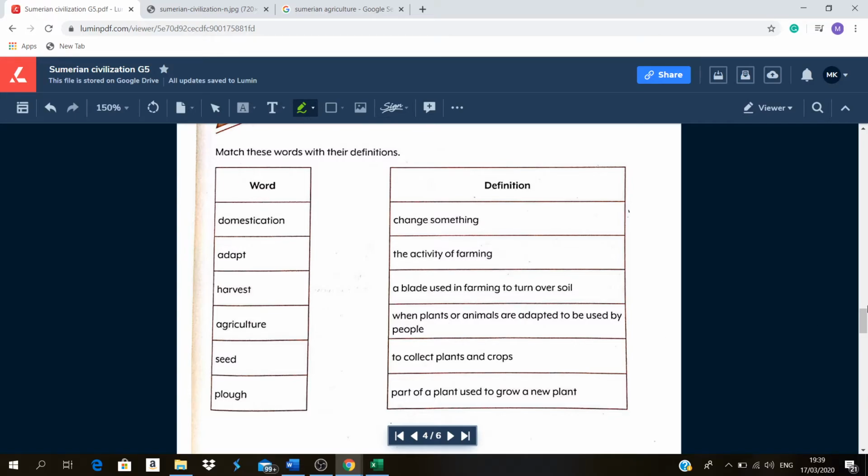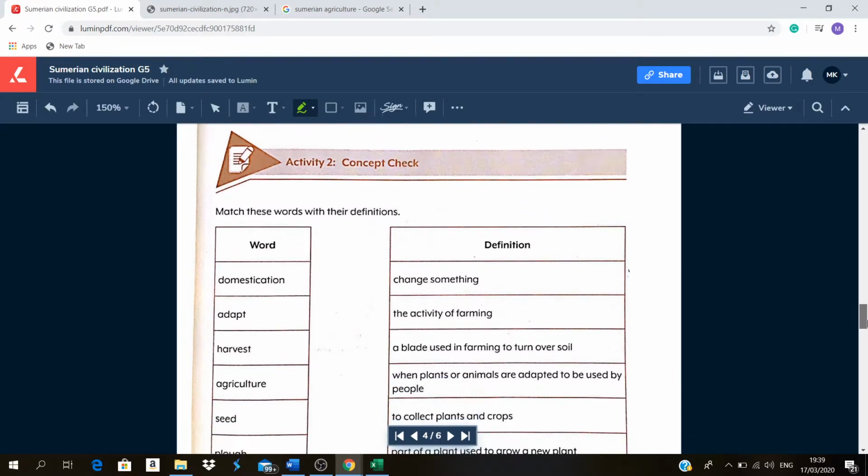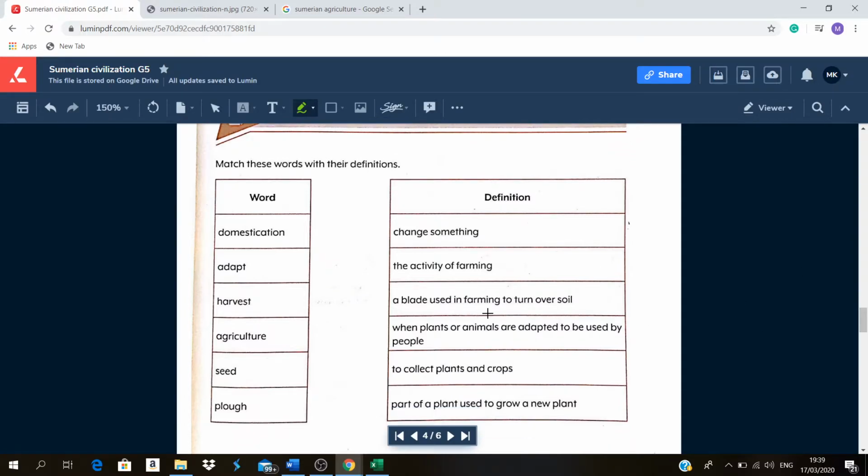Let's see the concept check. Domestication, what's the meaning of it? It's when plants or animals are adapted to be used by people. What's the meaning of adapt? To change something. Okay, the weather is so hot, but after 1 month, we started to be adapted. We started to change. We started to feel okay. Now the weather is fine.